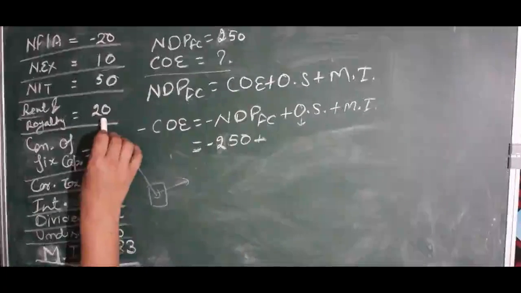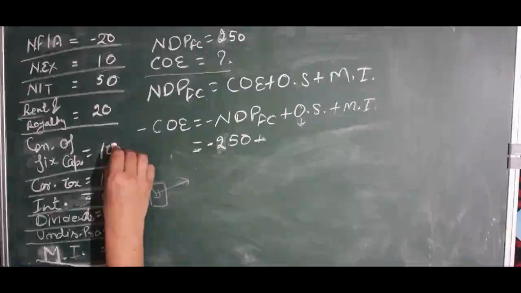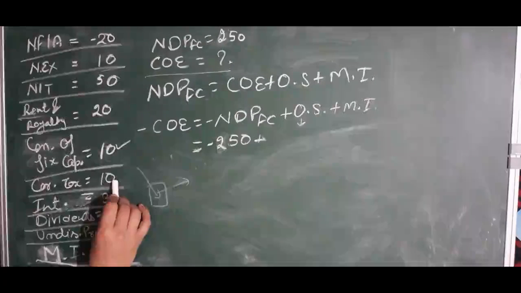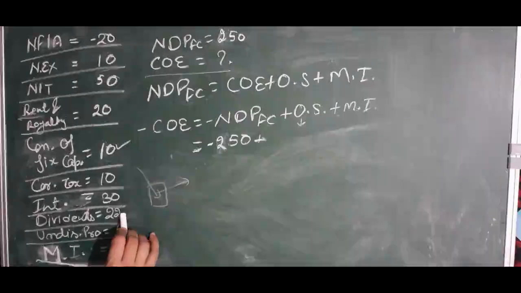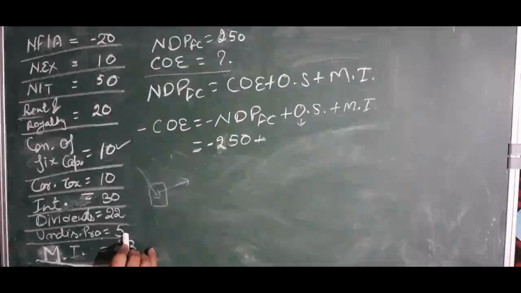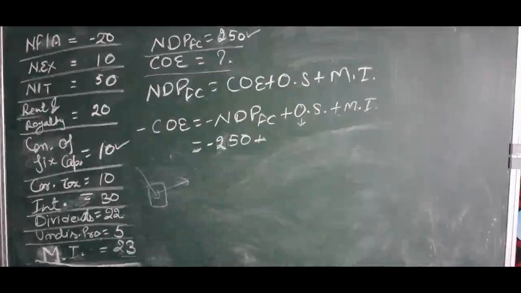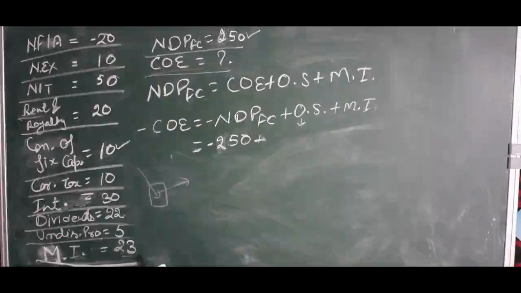Rent and royalty is equal to 20. Consumption of fixed capital is 10, which means it's the depreciation. Corporate tax is 10. Interest 30. Dividends 22. Undistributed profit 5. And mixed income is 23. And NDP at FC is given as 250. We have to calculate compensation of employees.